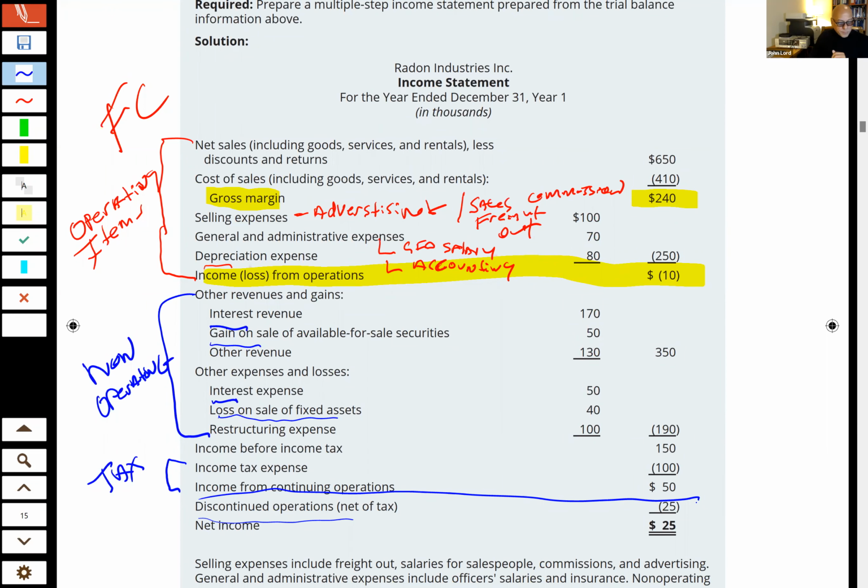Question. Flashcard. This thing noting the three major sections that constitute income from continuing operations: operating items, non-operating items, and tax.